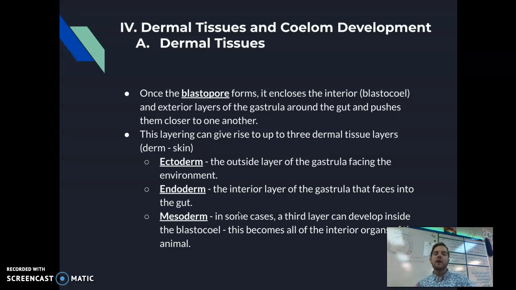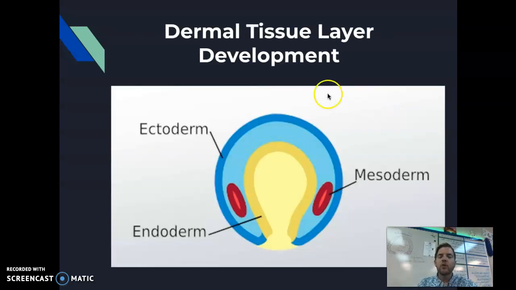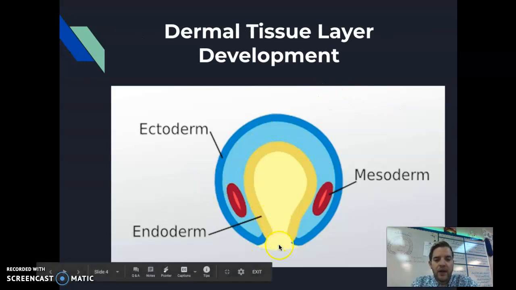It's a third layer of dermal tissue that develops inside the blastocele, and it can become the more advanced internal organs of the animal. Down here at the bottom, we had the blastopore forming, and that created the blastocele inside of the blastula. Now it's called the gastrula because it gastrulated. The outside of it is the ectoderm. That part that folded inside and is going to become the lining of the gut is the endoderm, and then in some organisms a third layer called the mesoderm forms.